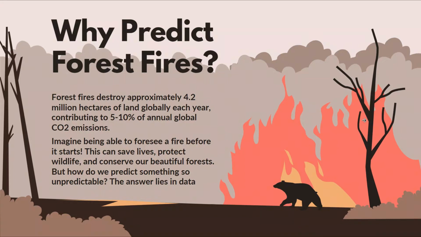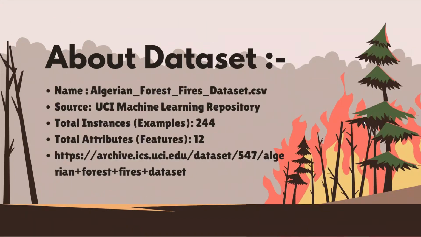Speaking of the data, let's learn about the dataset I have used for this project. The name of the dataset is Algerian Forest Fires Dataset, and the source I've picked it from is the UCI Machine Learning Repository. It has total instances 244 and total attributes 12. I have shared the link of this dataset in the description of this video. Now let's take a look at the dataset.